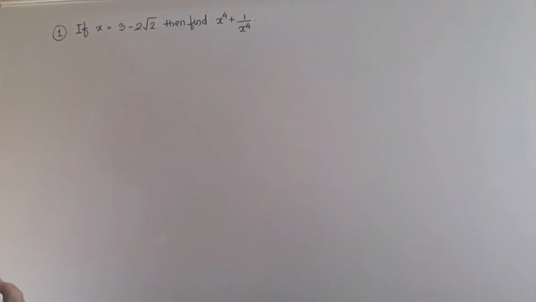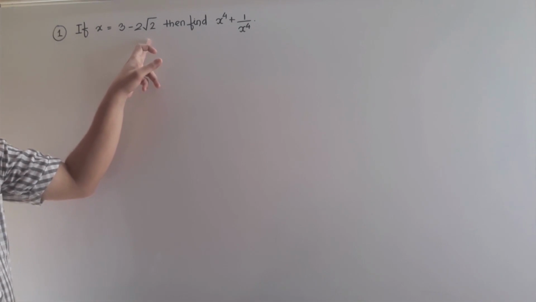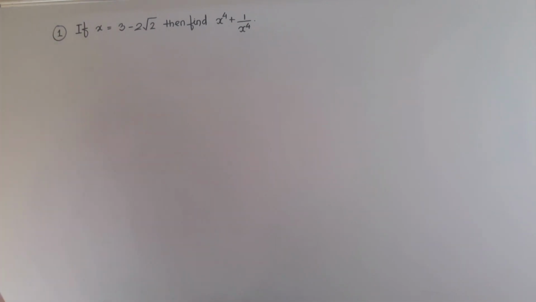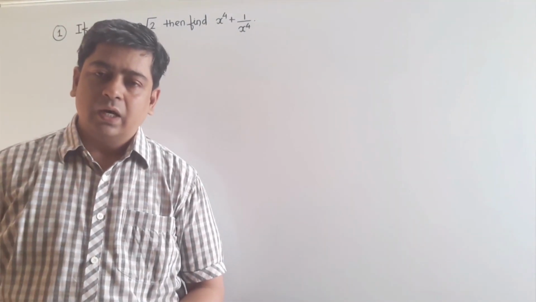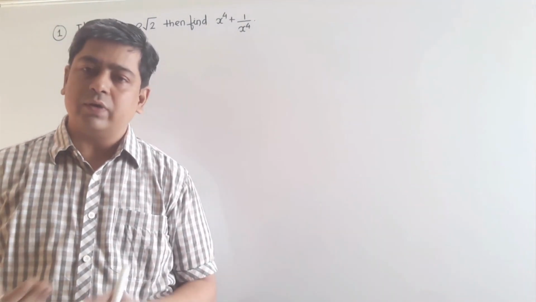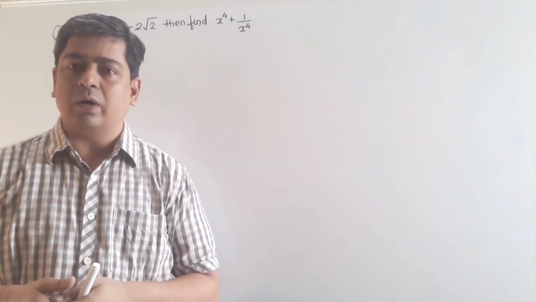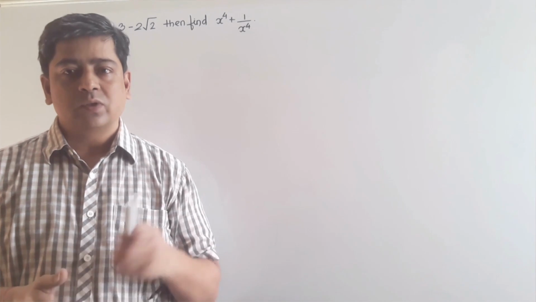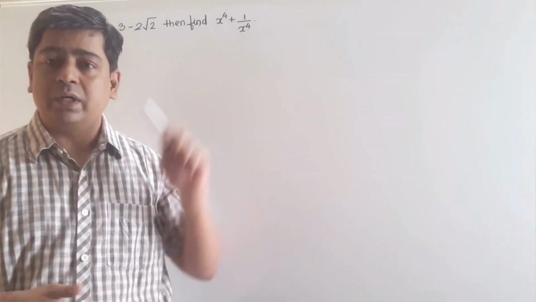I will read the question first. If x equal to 3 minus 2 under root of 2, then find the value of x to the power 4 plus 1 upon x to the power 4. This kind of question earlier we have done. Earlier we have found the value of x square plus 1 upon x square, or value of x cube plus 1 upon x cube. So in that, one more question I am taking. So here we have given the power till 4.